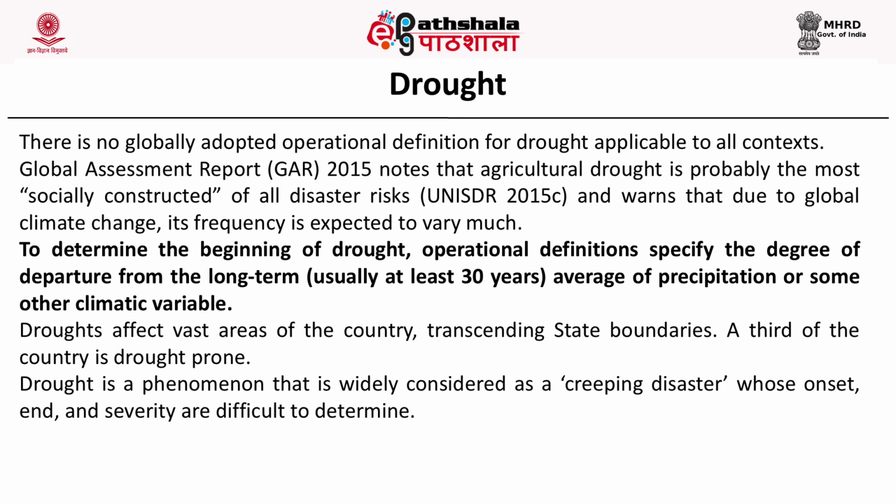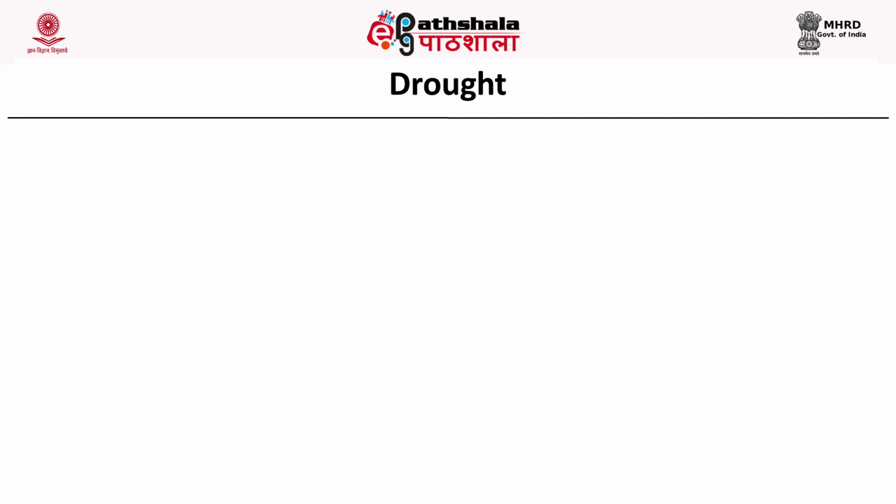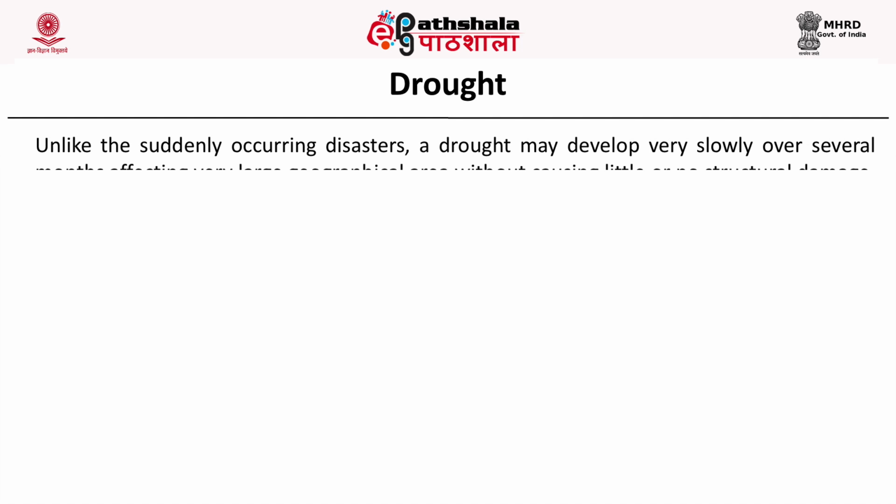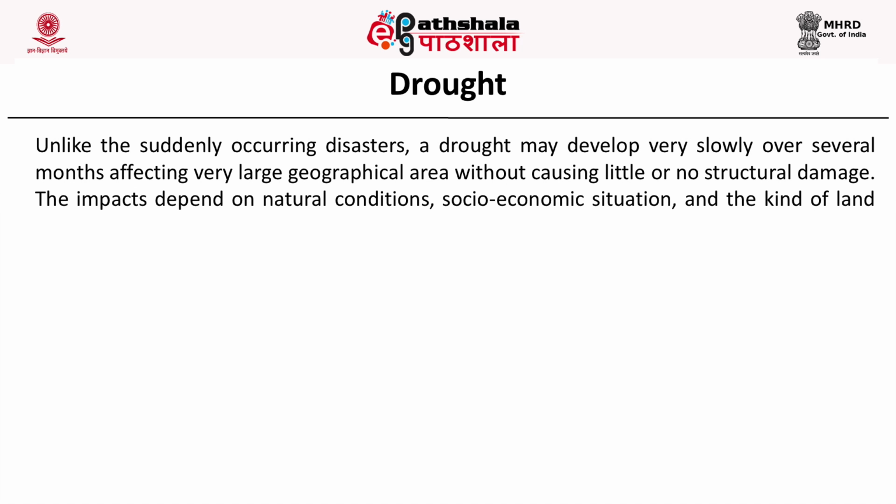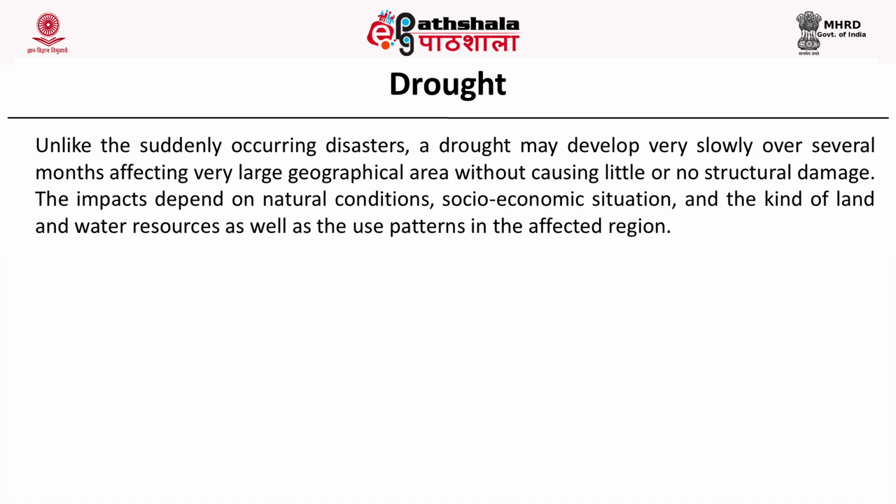Drought is a phenomenon that is widely considered as a creeping disaster whose onset, end and severity are difficult to determine. Unlike the suddenly occurring disasters, a drought may develop very slowly over several months, affecting very large geographical areas with little or no structural damage. The impacts depend on natural conditions, socioeconomic situations and the kind of land and water resources as well as the land use patterns in the affected region.